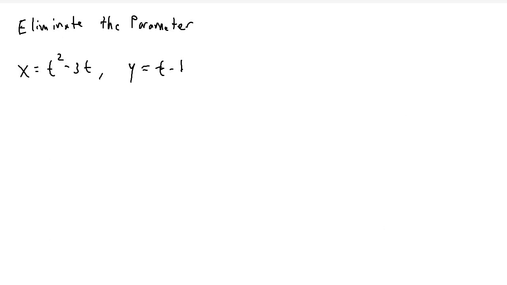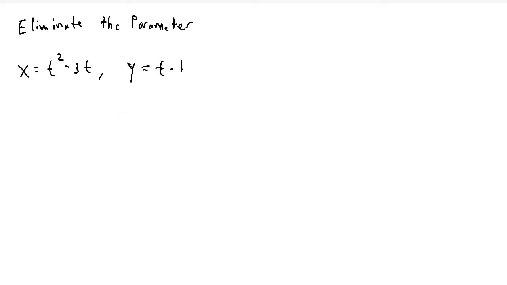So now let's say we are asked to eliminate the parameter. We're given the parametric equations x equals t squared minus 3t and y equals t minus 1. What eliminating the parameter means basically is to get rid of t and to put everything in terms of x and y. In order to do this, you need to change one of these equations so that you isolate t, and then you can plug it into the other equation, and that will get rid of t.